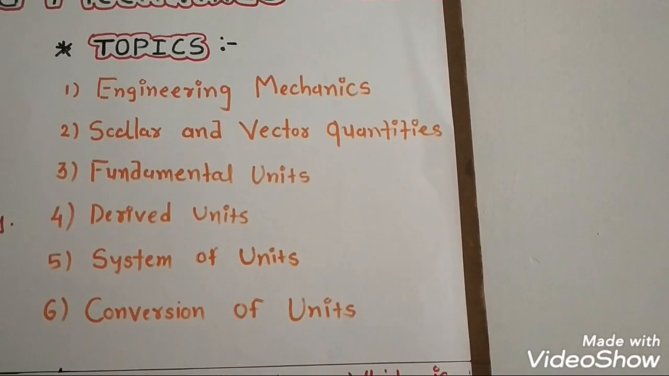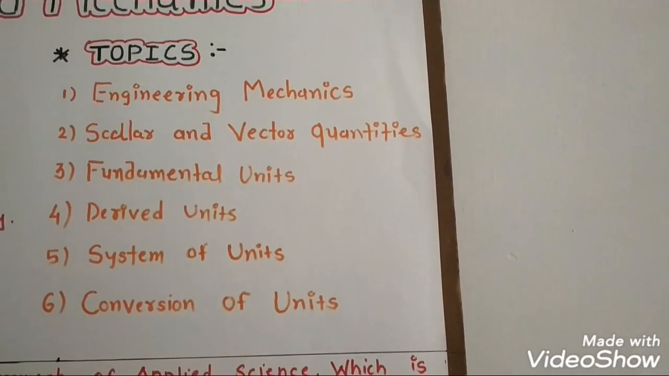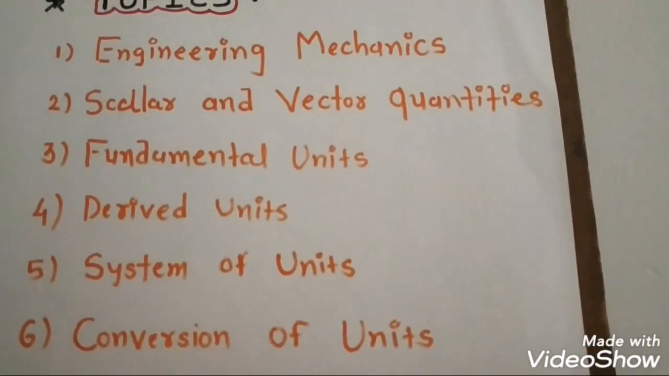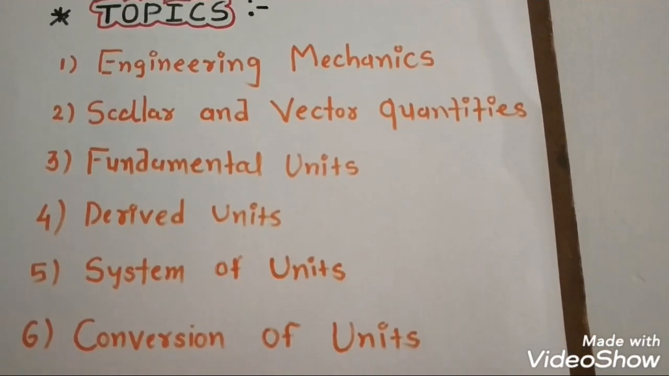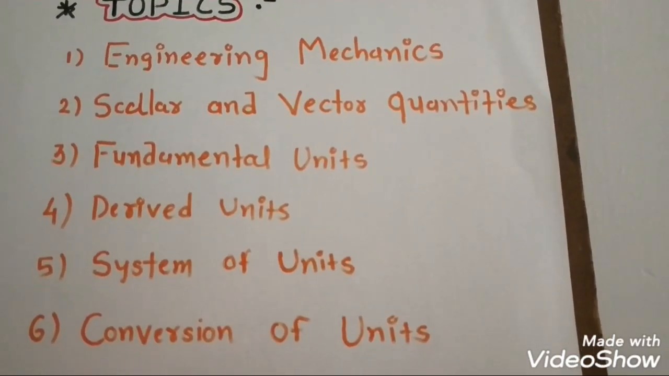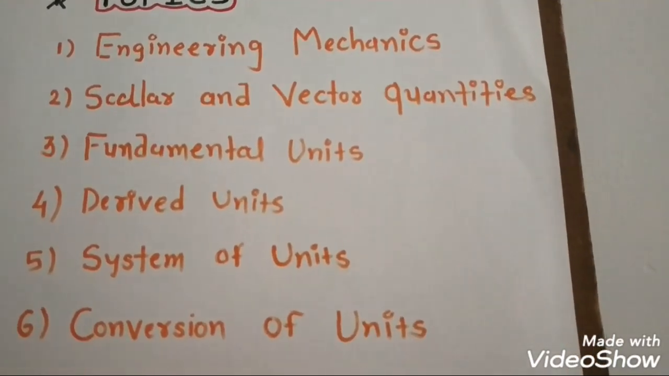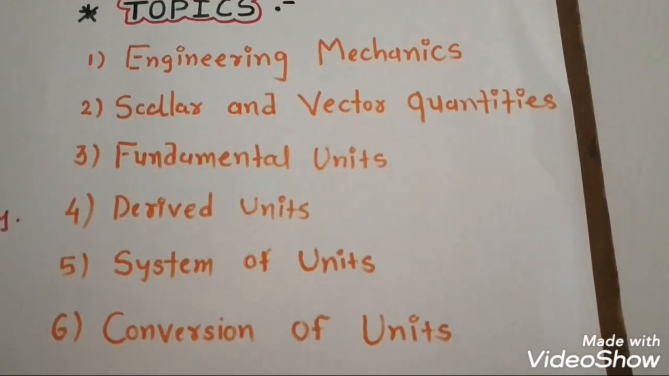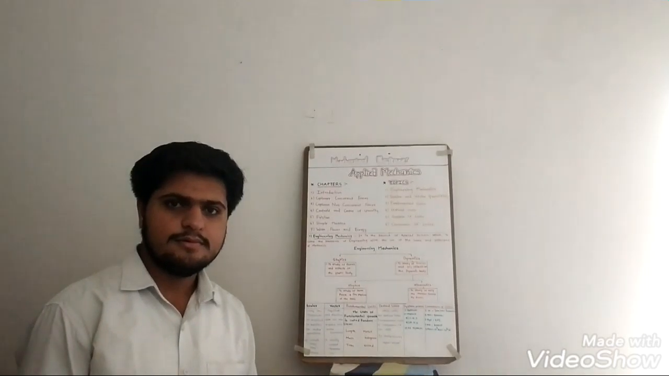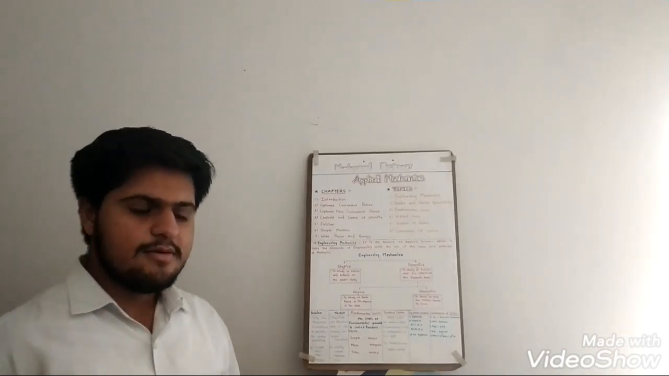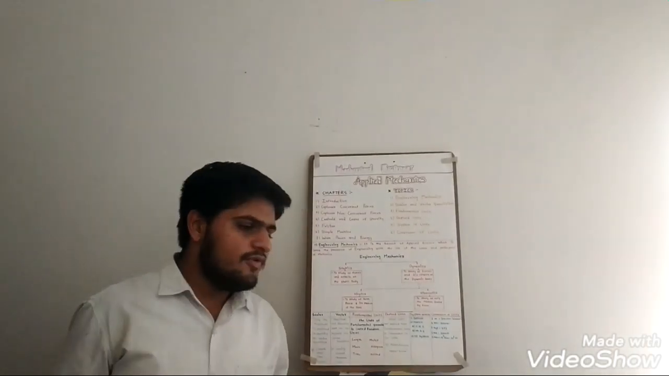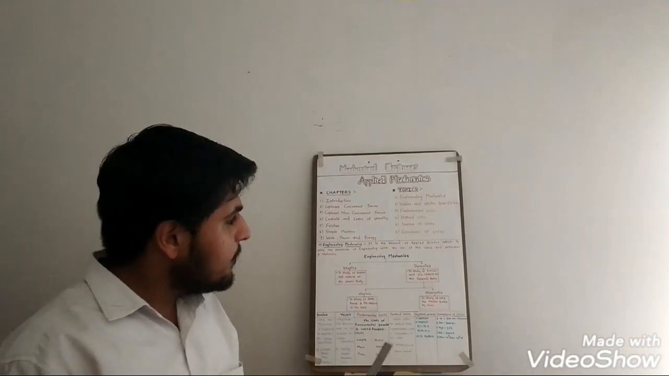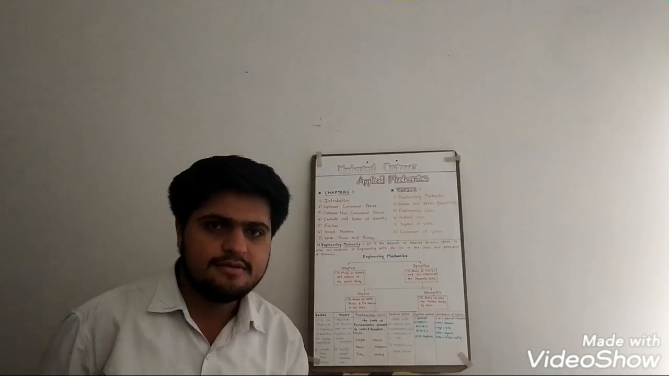So which topics are studied in introduction? First is engineering mechanics, scalar and vector quantities, fundamental units, derived units, system of units and conversion of units. So friends, the first topic of applied mechanics is engineering mechanics.